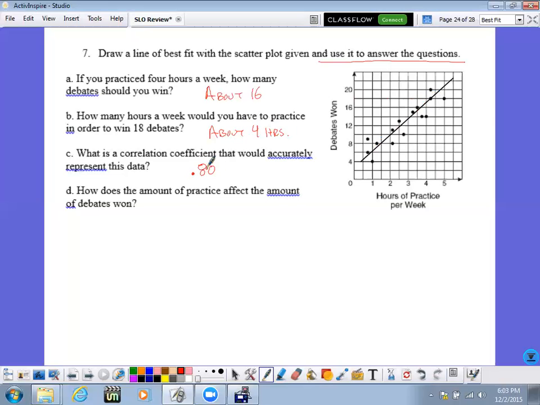And how does the amount of practice affect the amount of debates? More practice equals more debates won, or more winning. Let's just make it easy on myself. Since it's a positive correlation, as one goes up, the other one goes up. That's what that means. If it was negative correlation, as one goes up, the other one goes down. In this case, it was positive. It's going to be more equals more.